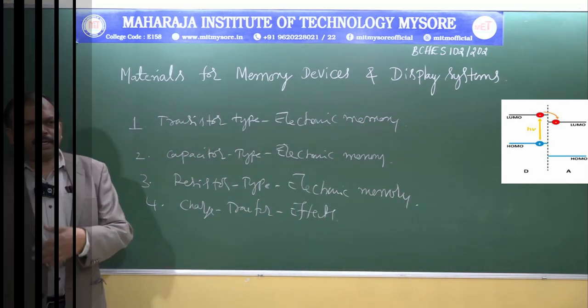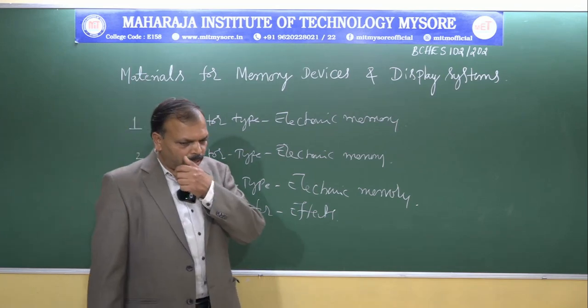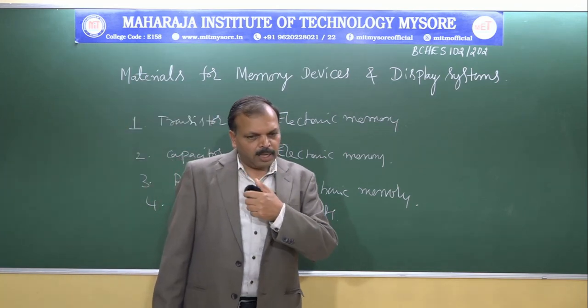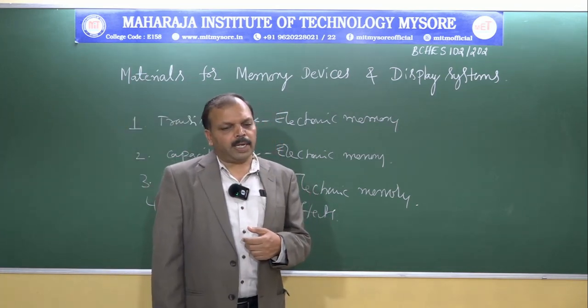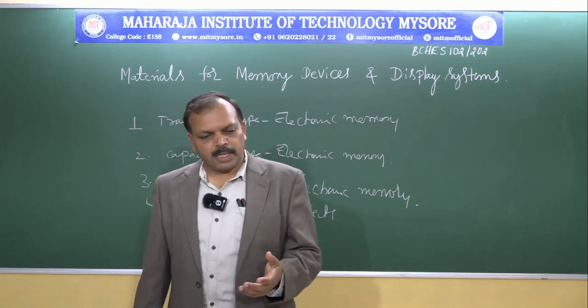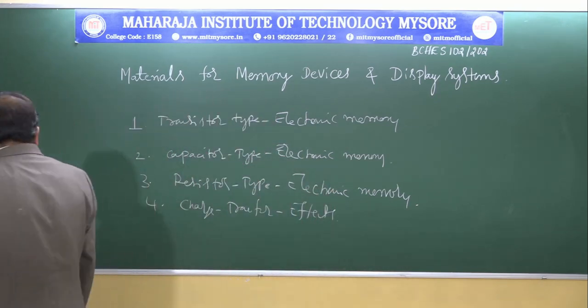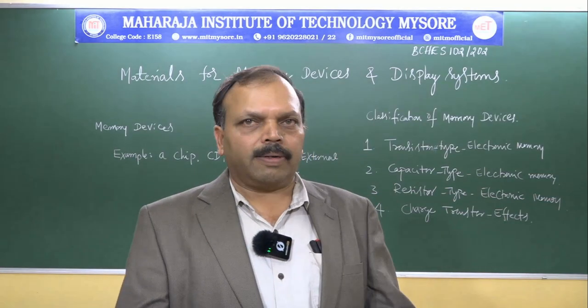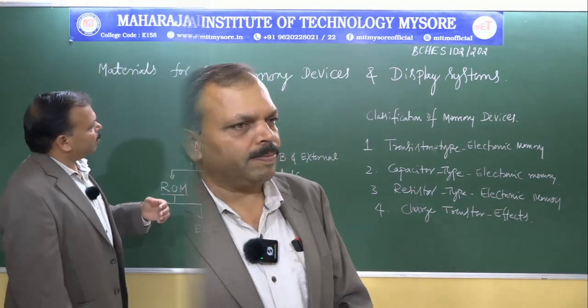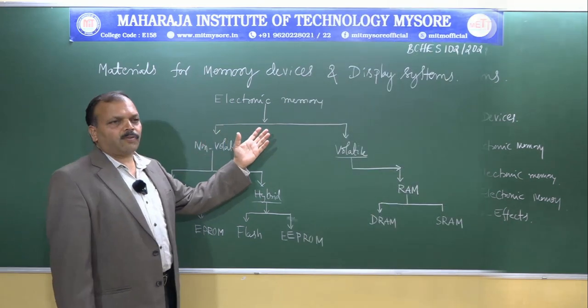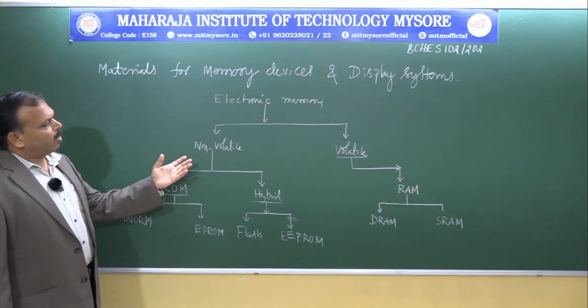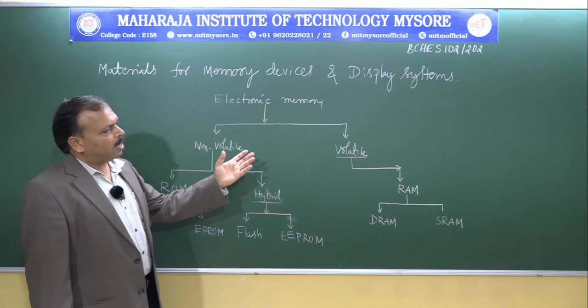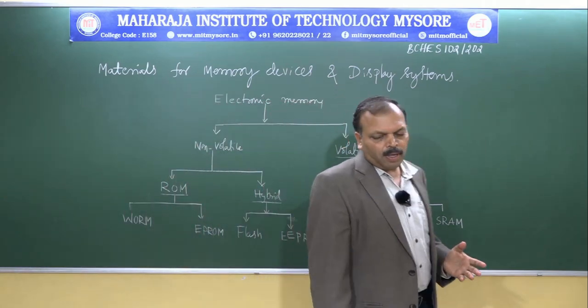So next we are going for the organic memory device by taking P-type and N-type semiconducting materials. Coming to the classification of electronic memory, we have non-volatile and volatile types.